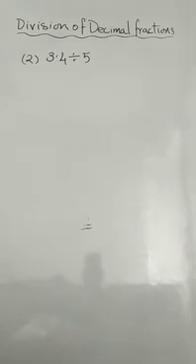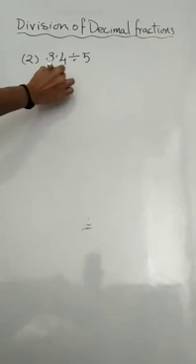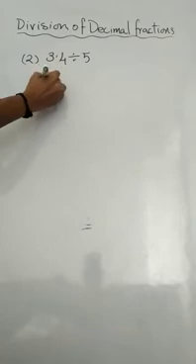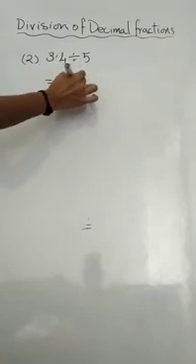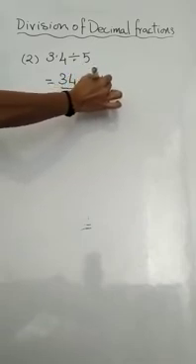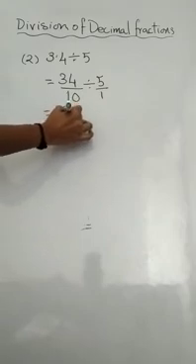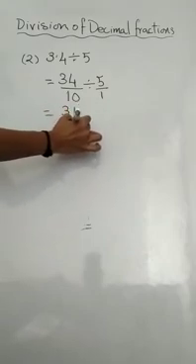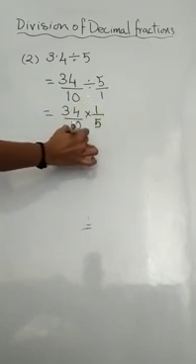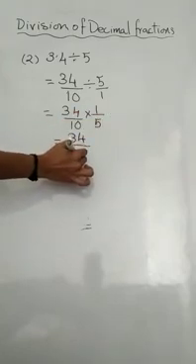Now, next question. Next, as an example, 3.4 divided by 5. How will you write now? You will write it as 34 by 10 divided by 5 by 1, which is equal to 34 by 10 into 1 by 5. Which is equal to 34 by 10 into 5 will be 50.